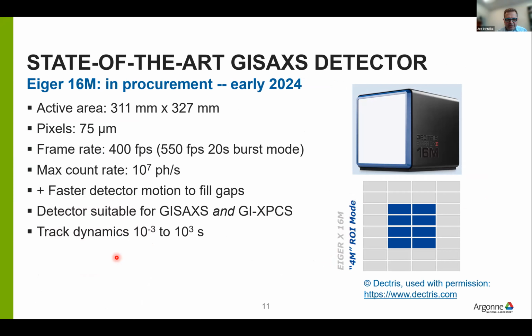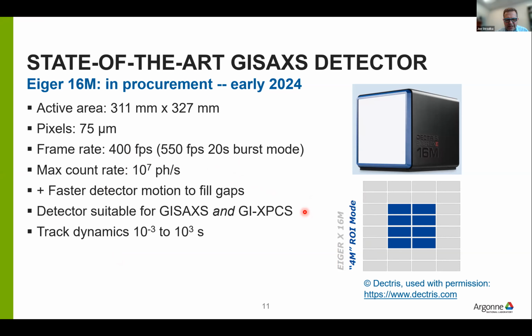Our new detector for GISAXS, which is part of the scope and in the process of procurement, is a state-of-the-art detector from Dectris. It's the Eiger 16M with a very large active area and small pixels, 75 microns. And this frame rate, either 400 frames per second continuous or 550 frames per second in a burst mode, will put us in the range of being able to follow dynamics in the millisecond timescale regime. And this has a very high dynamic range. And we'll have a much faster detector motion, which will be good for filling in the gaps between the modules.